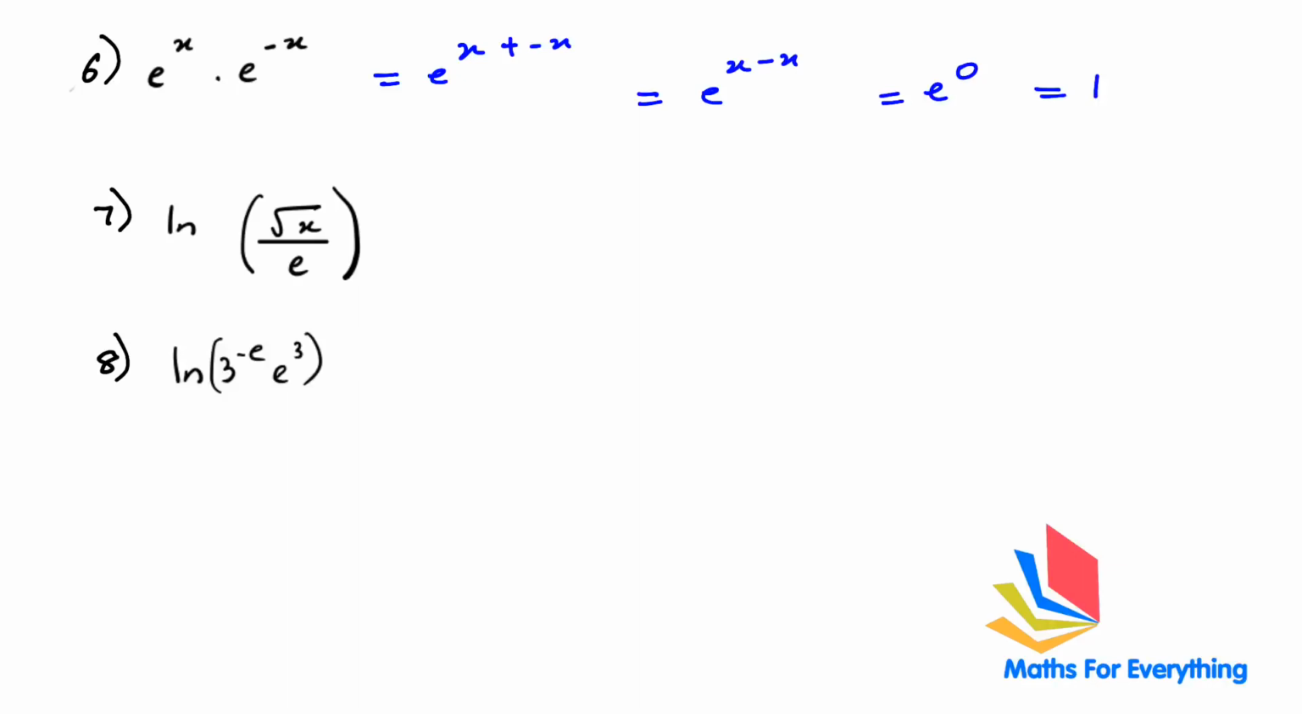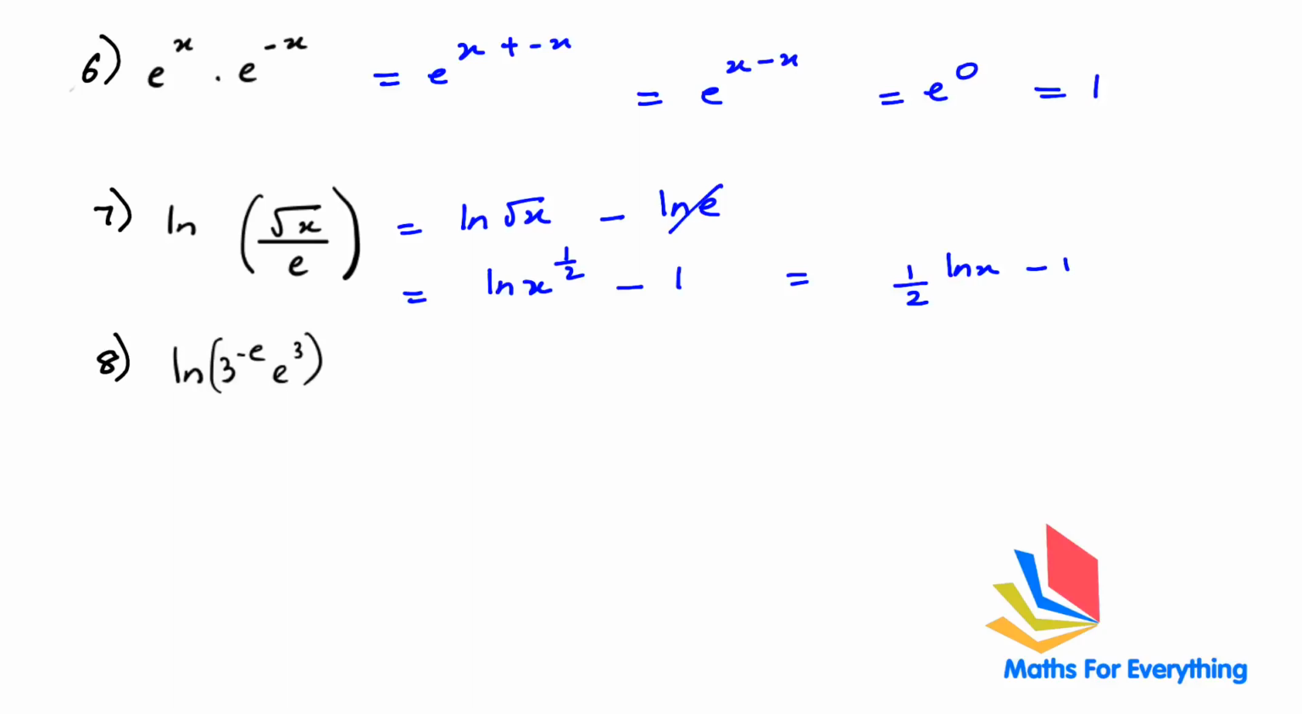Question number 7. ln square root x, as it is a divide, minus ln e. The square root can be written as to the power of half. And ln e gets cancelled, leaving us with a 1. So we have half ln x minus 1.